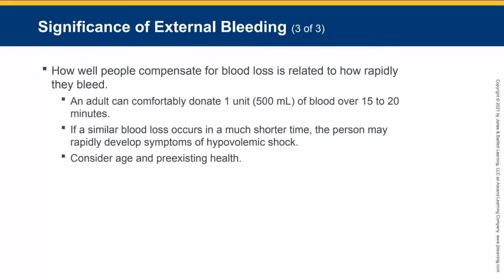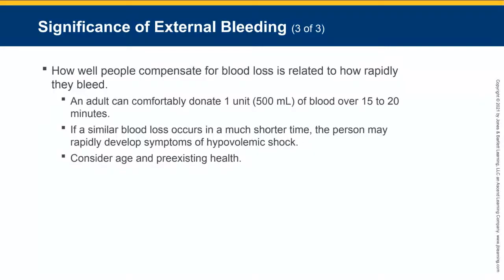Continuing with the significance of external bleeding, how well people compensate for blood loss is related to how rapidly they bleed. An adult can comfortably donate 1 unit, which is 500 mLs of blood, over 15 to 20 minutes. If a similar blood loss occurs in a much shorter time, the person may rapidly develop symptoms of hypovolemic shock. That's low volume shock, which causes a drop in perfusion, low perfusion.